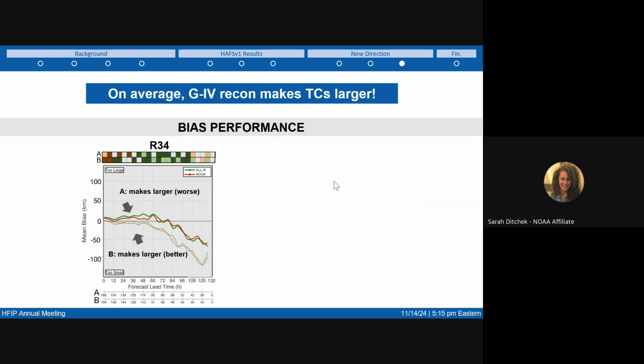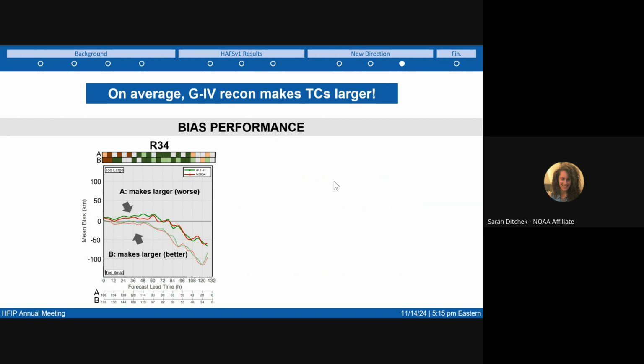Now, below that is a bias. V2A is the solid lines and B is the dashed lines. The x-axis is your forecast lead time. The y-axis is your bias. The green line is your all R experiment that included the G4 recon. The red line is your no G4 experiment, which denied the G4 recon. And we see that TCs in V2A were too large, and the G4 recon made those TCs larger.